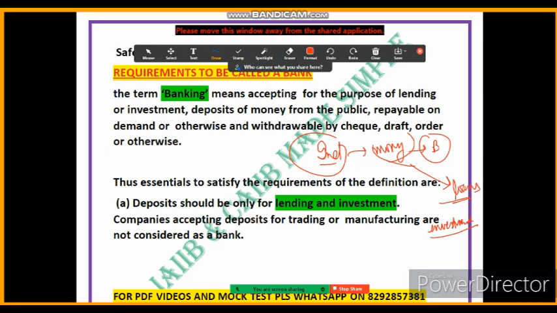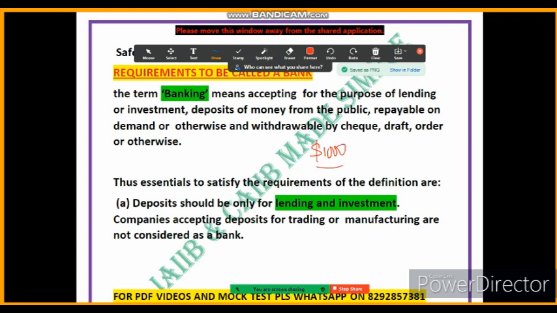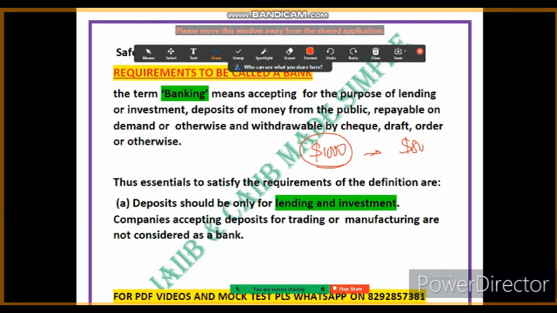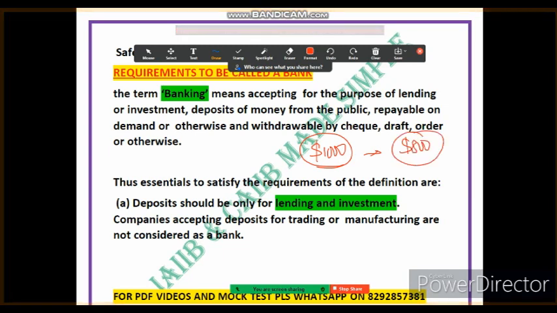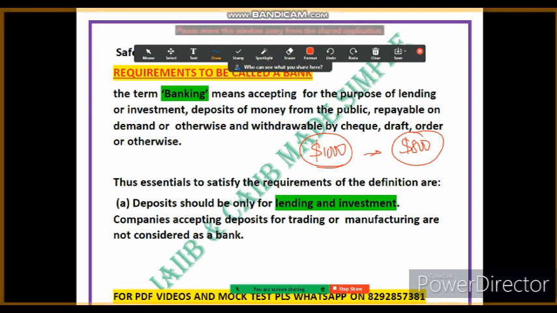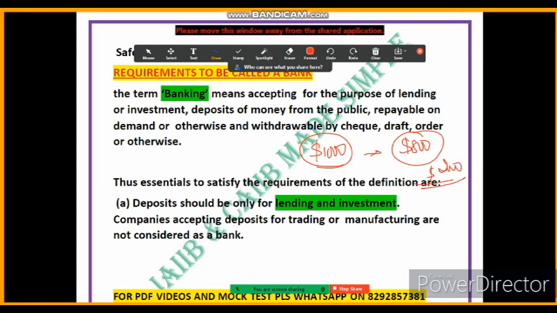Suppose you deposit $1,000 in a bank. They can use that money to provide a loan of $800 to someone. Out of this $1,000, $800 can be used to provide a loan to someone who wants to buy a car, and $200 they keep for investment purposes. This is how banking operation is carried out. Out of the total money that they receive, some portion is allocated for loans and some portion they keep for investment. Hopefully you have understood the criteria.